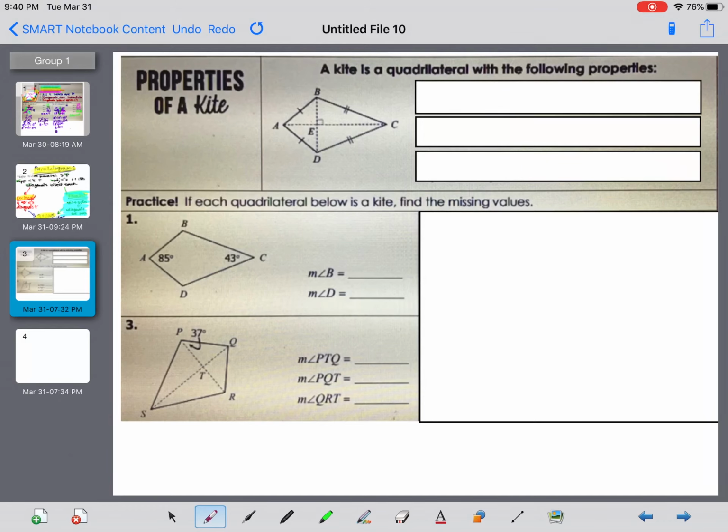All right, the kite is the next quadrilateral that we're going to talk about. Now, the kite is not a parallelogram. The kite is not a rhombus. The kite is not anything special. The kite is in a world all its own. So it has its own special properties.